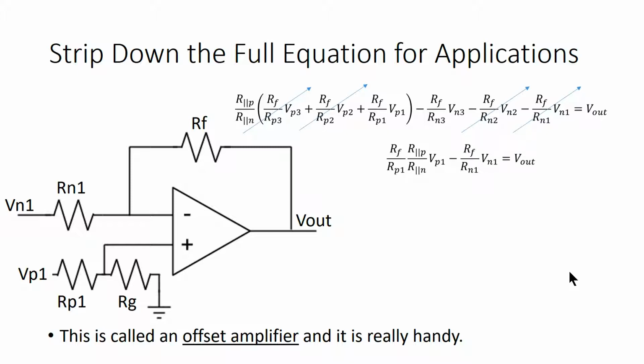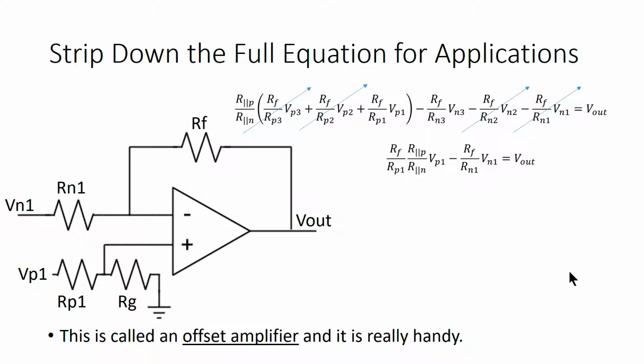This looks like the gain of a normal inverting amplifier, minus Rf over Rn1, plus some offset term, which depends on Vp1. So we take the output of an inverting amplifier and shift it up to a higher voltage. This is exactly what we were looking for in the first slide of this video, so great!